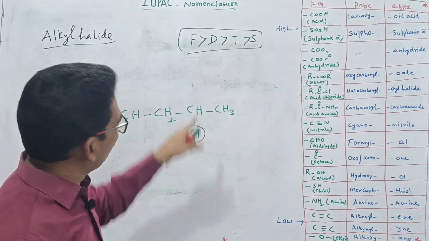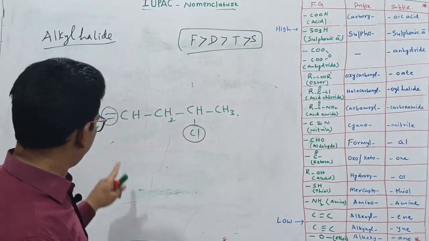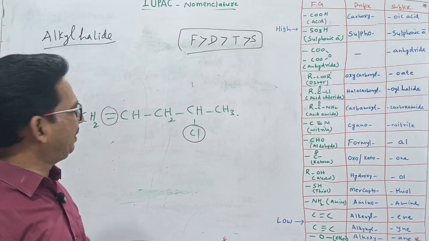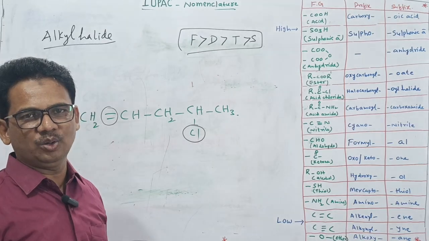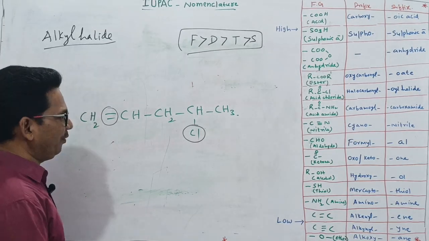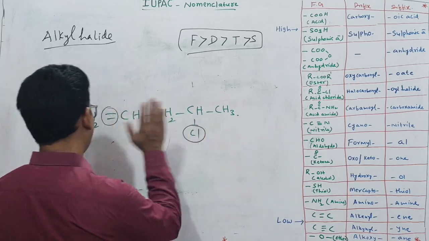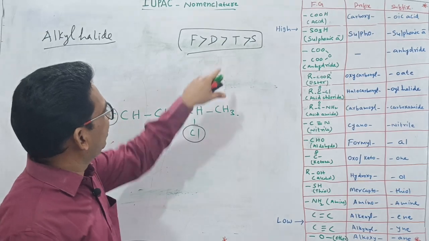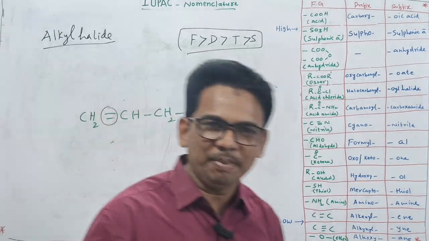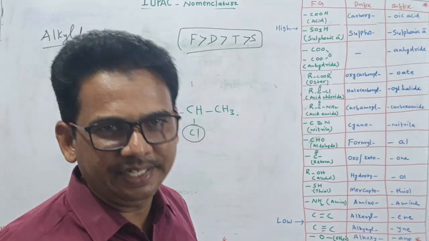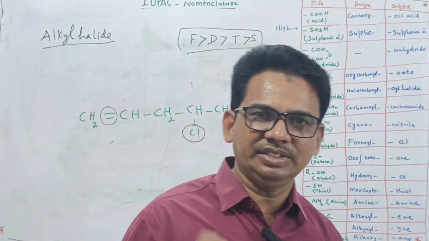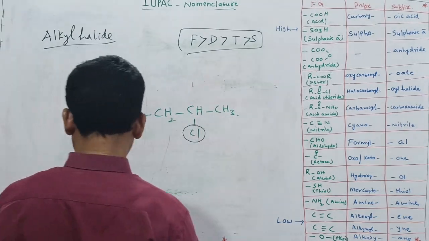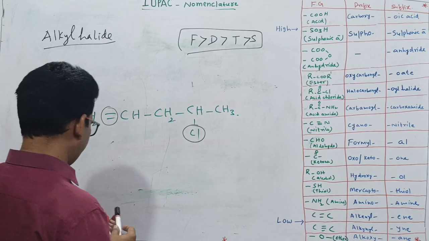At that time, what will we do? We have to follow this rule. First priority goes to what? Double bond, irrespective of the substituent, that is the halogen. That's why numbering, from where do we have to start? From the halogen side or double bond side? Double bond side only, because the double bond has more priority than the substituent. Remember, halogens we write as substituents only.